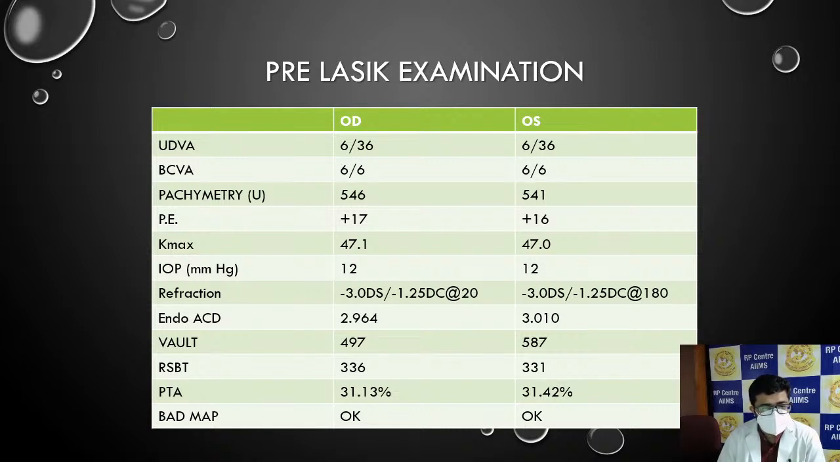The endo ACD was 2.9 and 3 in the right and left eye respectively. The vault was 497 in the right eye and 587 in the left eye. And the residual stromal bed thickness was 336 in the right eye and 331 in the left eye. And the PTA was 31% in both the eyes, which was less than 40%. So we can go ahead with a refractive surgery. And the BAD map was okay in both the eyes.